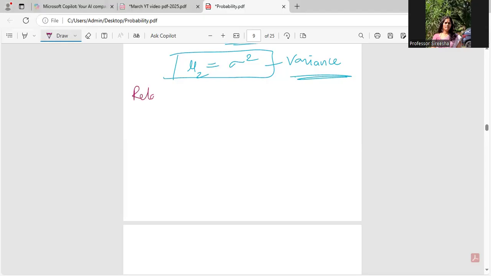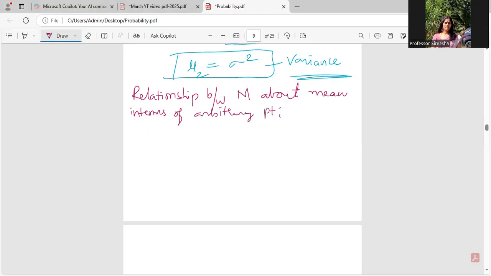The relationship between moments about the mean in terms of an arbitrary point.